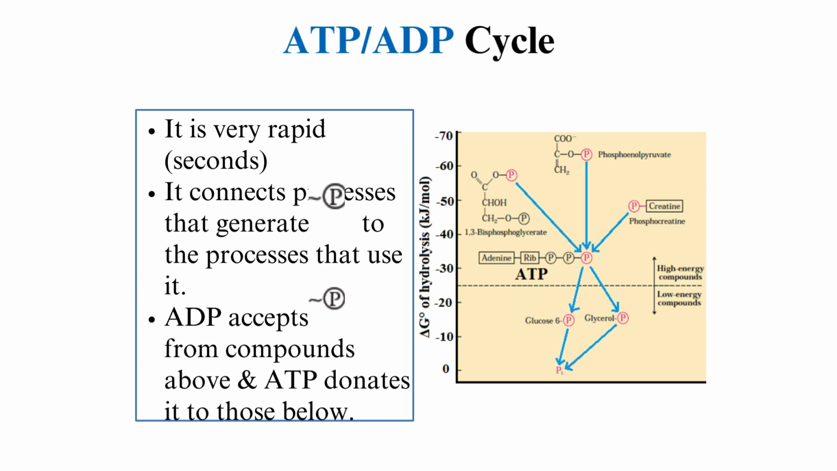We have what you call the ATP-ADP cycle. It's a very rapid cycle that occurs in seconds. It connects processes that generate high energy phosphate to the processes that use this high energy phosphate. ADP accepts high energy phosphate from compounds above it in the list to form ATP, and it donates it to the molecule that is below it.